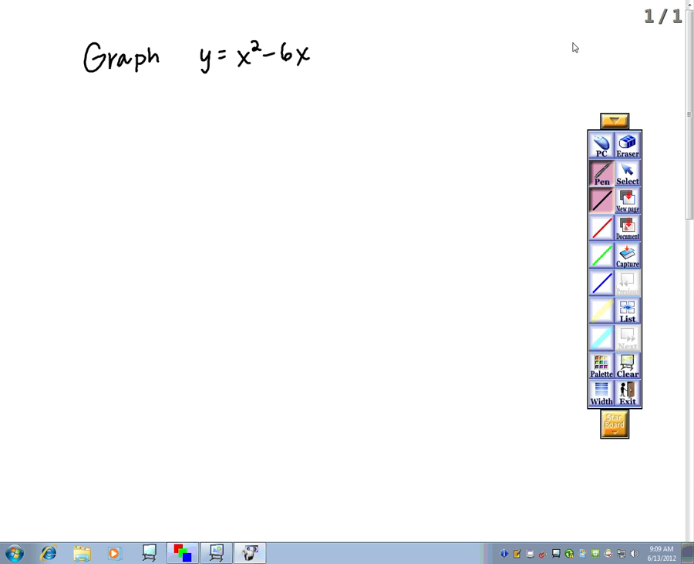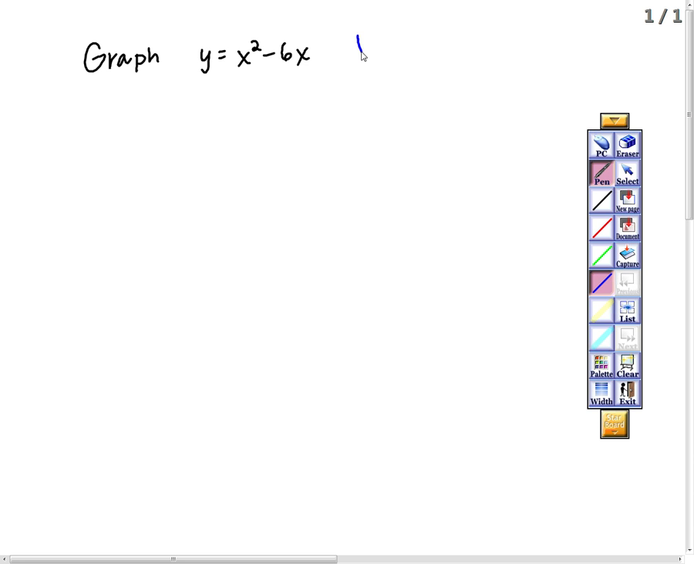We're going to graph y equals x squared minus 6x. If you look closely, you see the leading power of x is a 2, so that means this is a parabola, and we know it either opens up or it opens down. In our case, it opens up because the coefficient of x squared is positive. So this is going to be a parabola opening up.